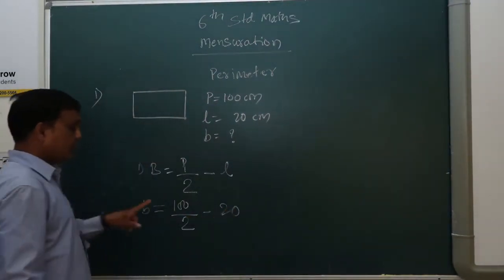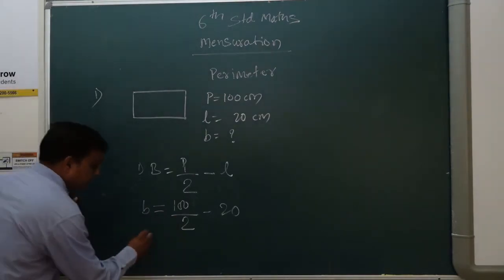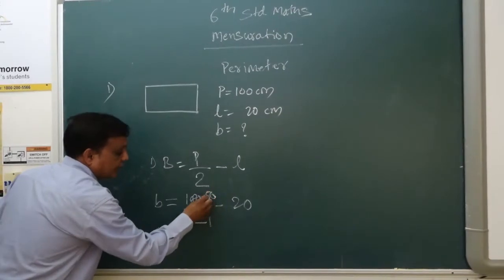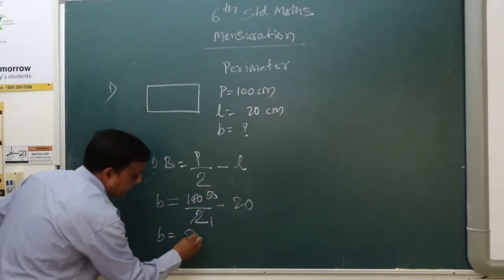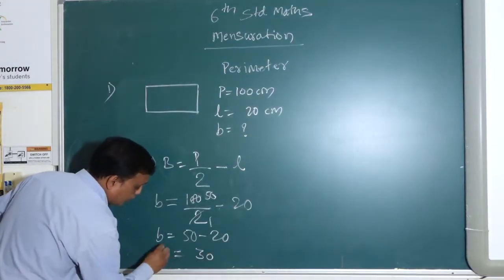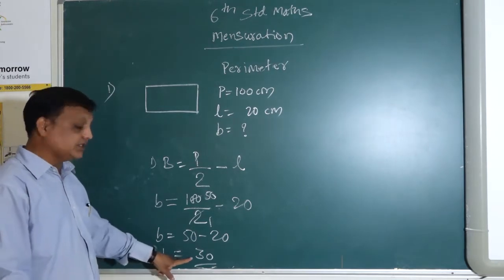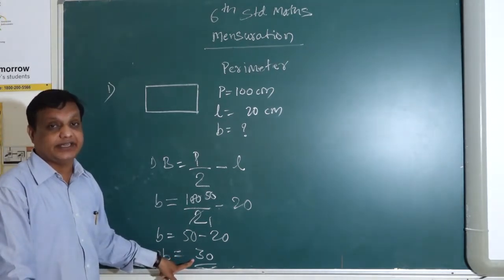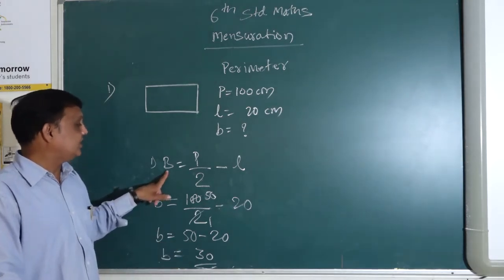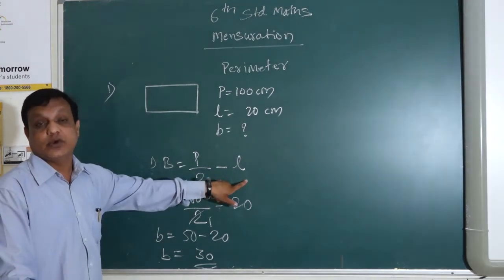Length is given as 20. Now you have to divide. 2 ones are 2, 2 fives are 10, so 50 minus 20. How much? 30. So the breadth is 30. What we conclude: when breadth is not given, the formula is breadth is equal to perimeter divided by 2 minus length.